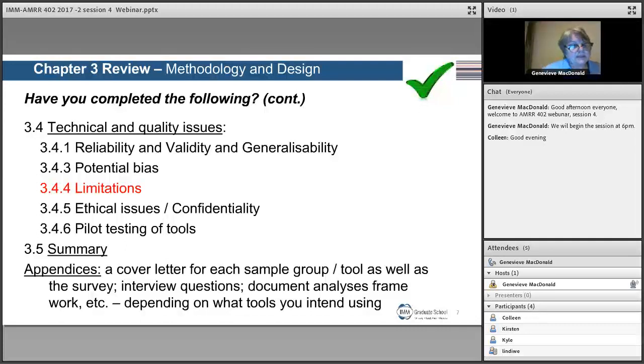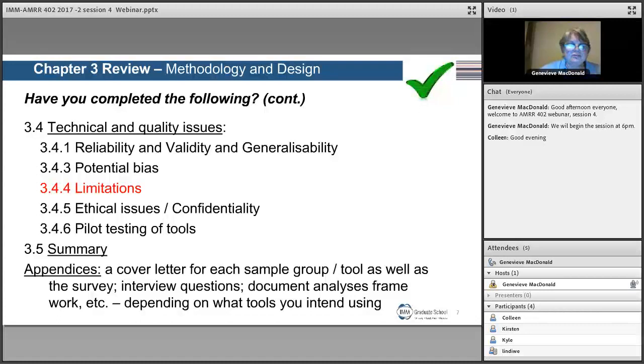Then, as always, there should be a chapter summary where you give a brief summary of what this chapter covered. And in the appendices, there must be a cover letter for each of the sample groups or tools, if there are different sample groups and tools, as well as a copy of the actual survey or interview questions or document analysis framework, etc., depending on what tools you intend to use.